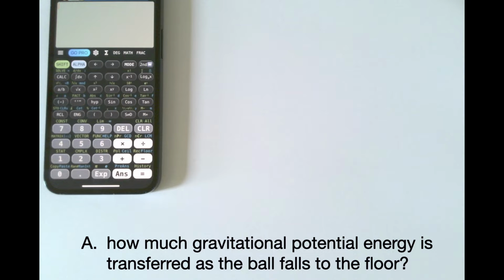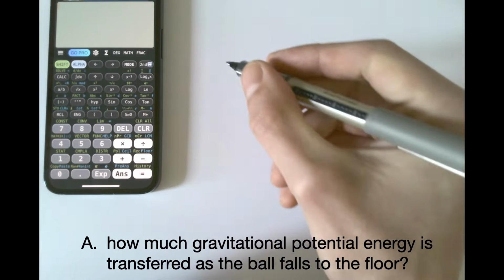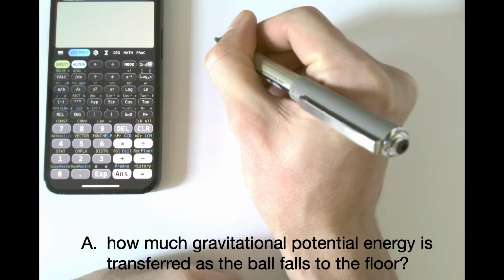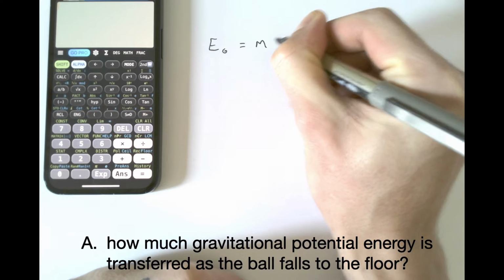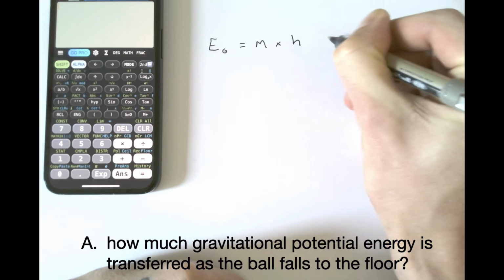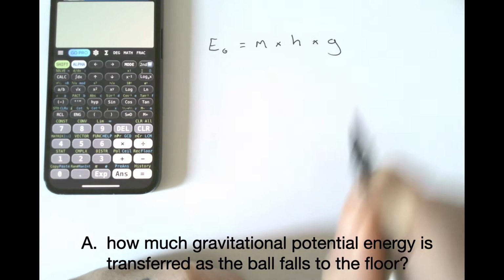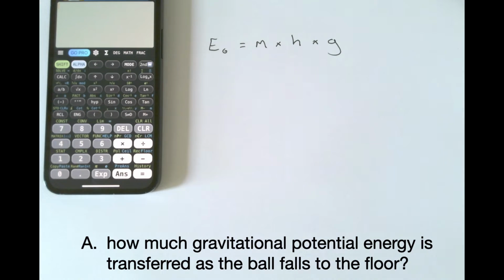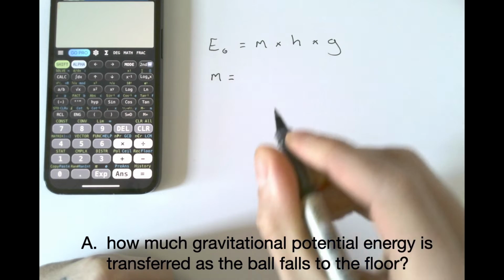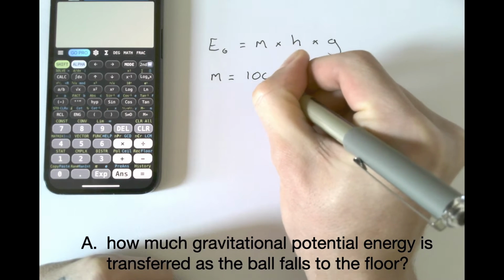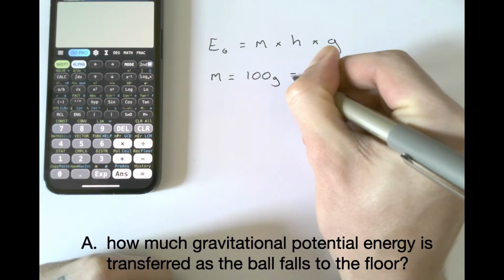How much gravitational potential energy is transferred? Well, we're going to start off by writing our equation for gravitational potential energy, and that is just the mass times the change in height times the gravitational field strength. I know that the mass of the ball, says in the question, is 100 grams. But first of all, I'm going to convert that.